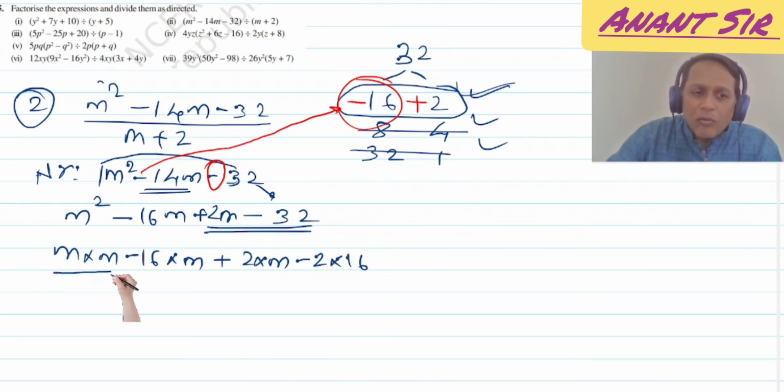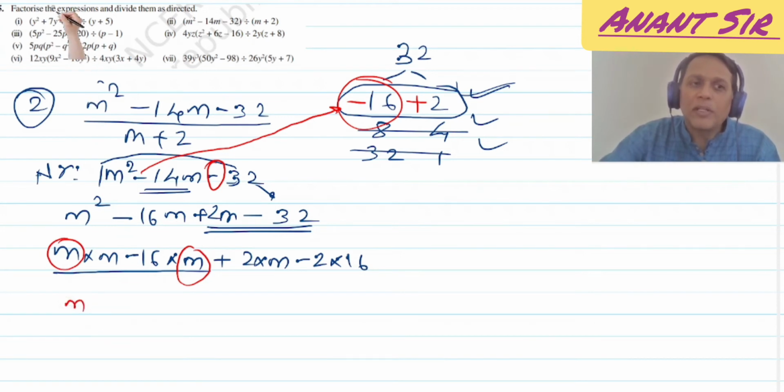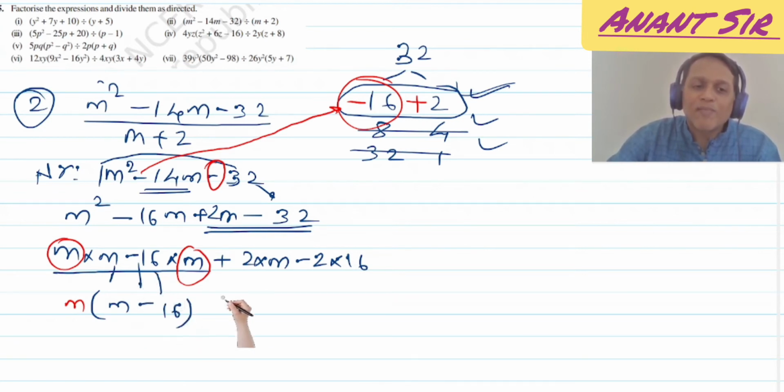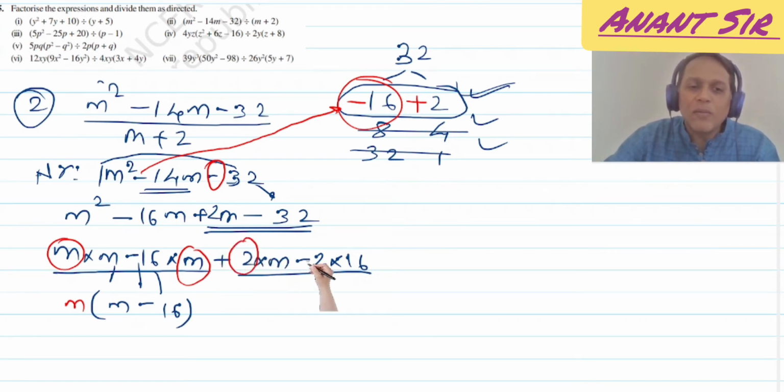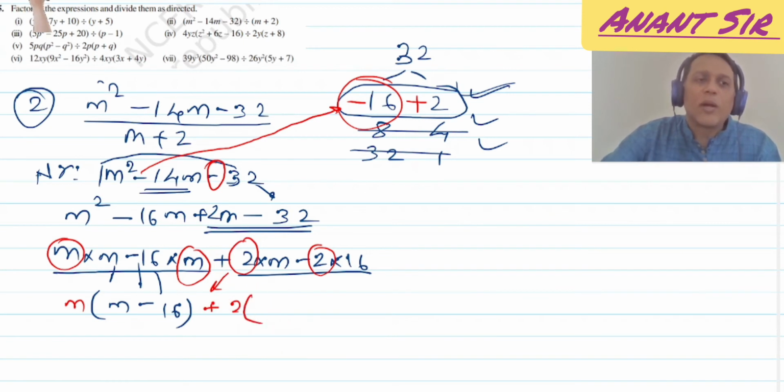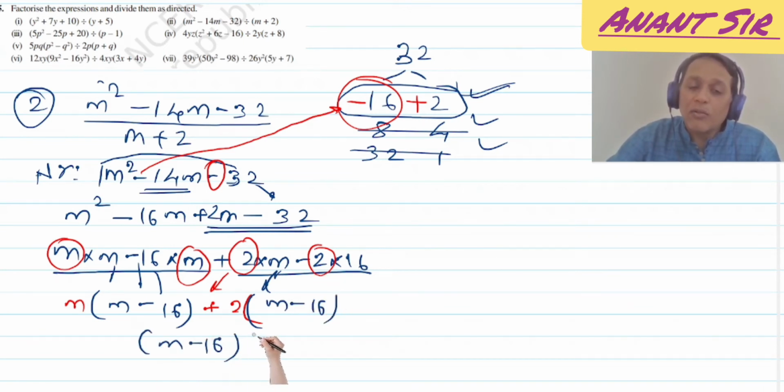Now what is it that I can take common in the first two terms? I can take m common, right? So if I take m common, what will remain in the bracket is m minus 16. And what about the last two terms? What can we take common from the last two terms? It is 2. What is the sign? Plus. So again, what remains in the bracket if we take plus 2 common? M minus 16.